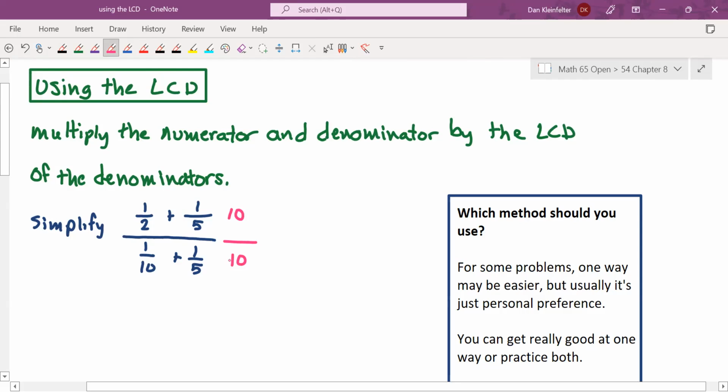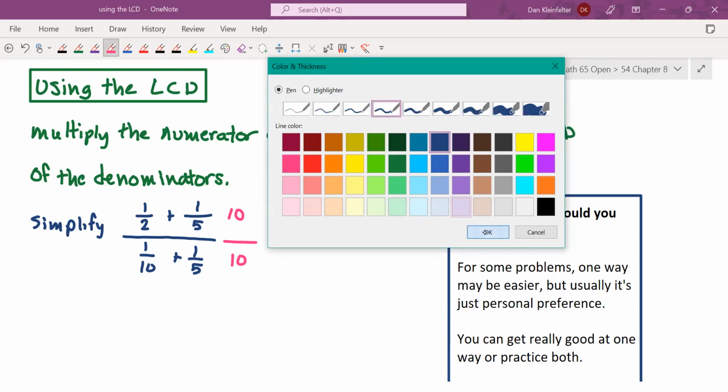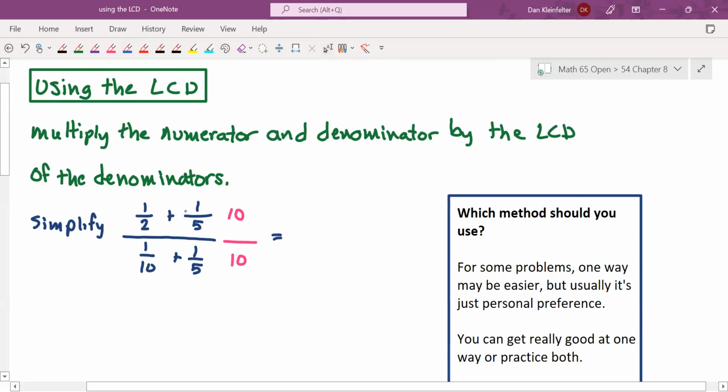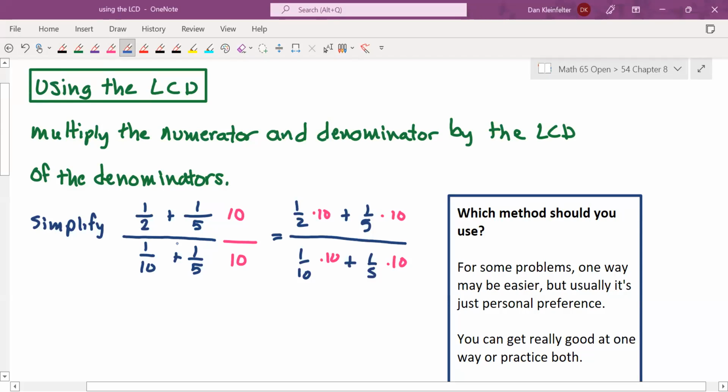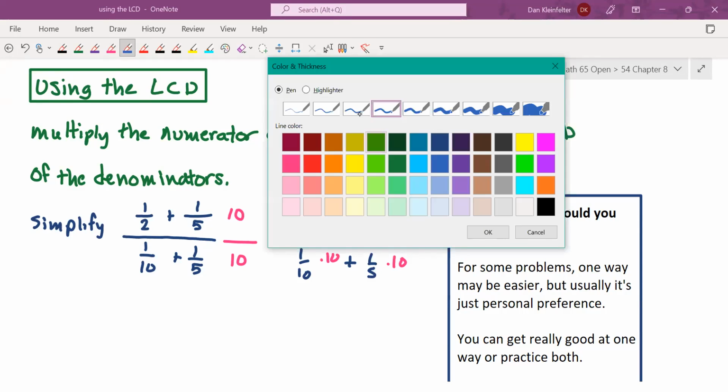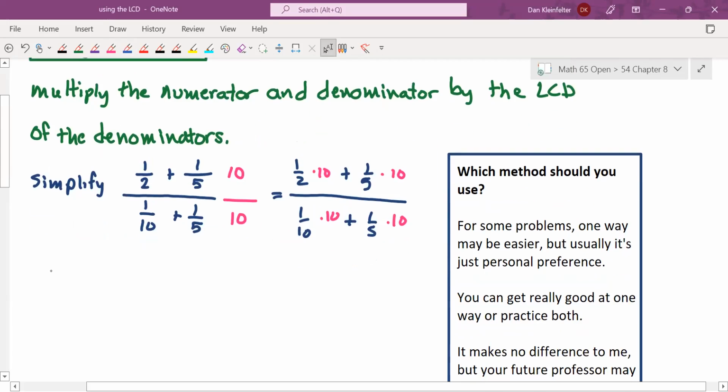The pink fraction I just wrote in has value 1. So multiplying by 1 doesn't change the value any. It's just going to change how it looks. Okay, so now we'll distribute that 10. This is going to be 1/2. Let me show how this is going to look. All right, so here I've multiplied through the 10 in the numerator and denominator. That is, we've distributed it.